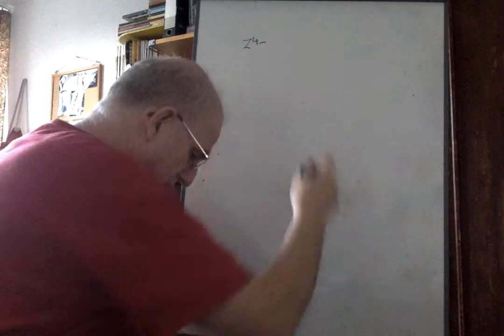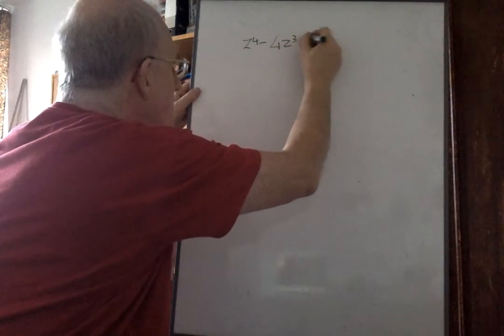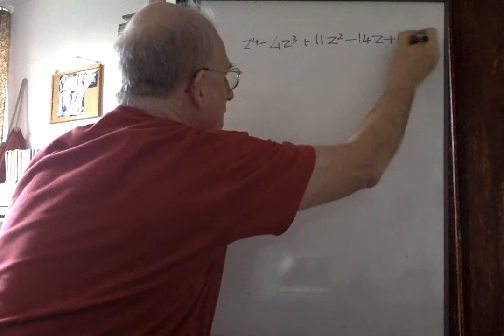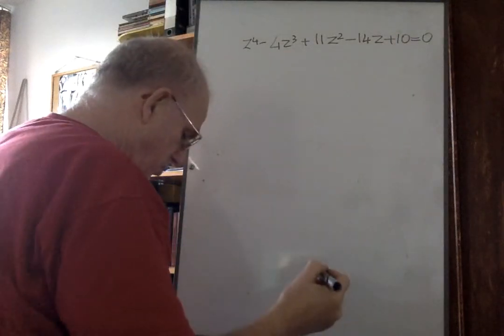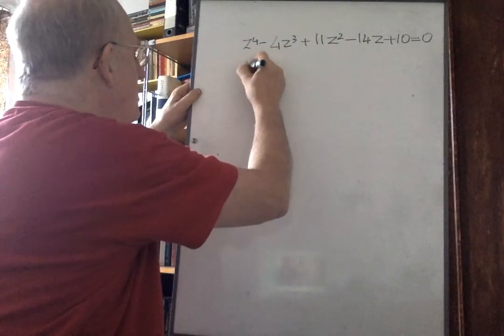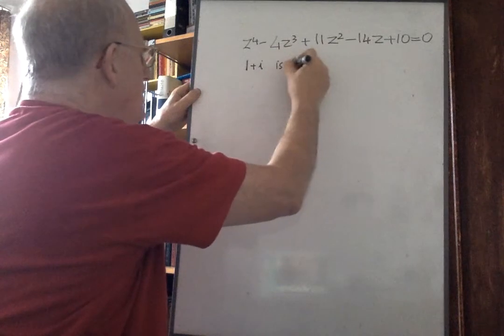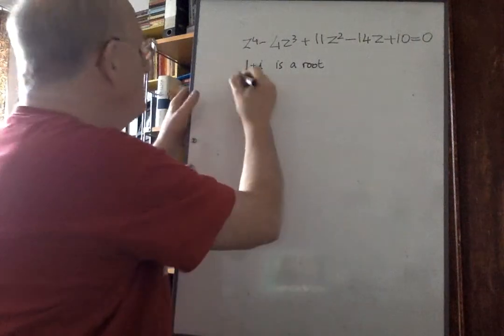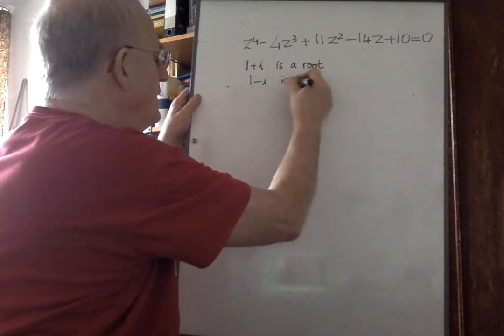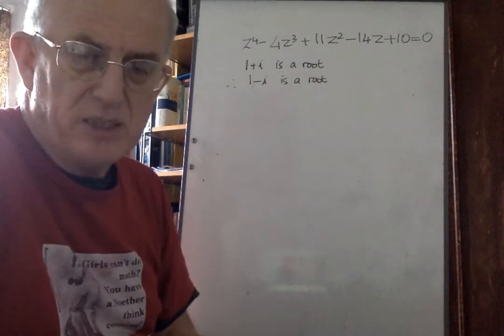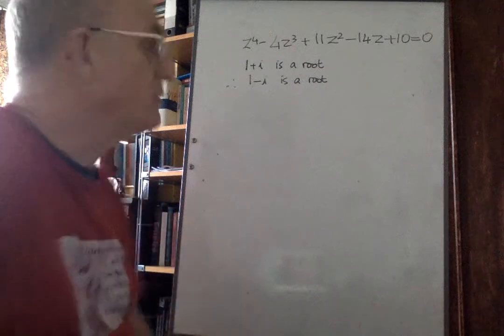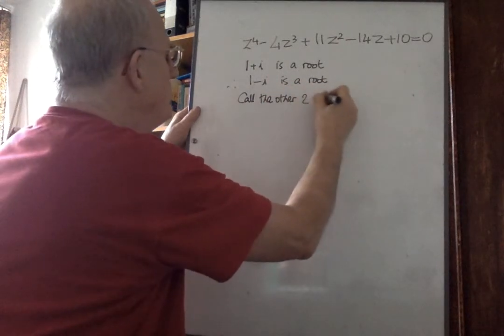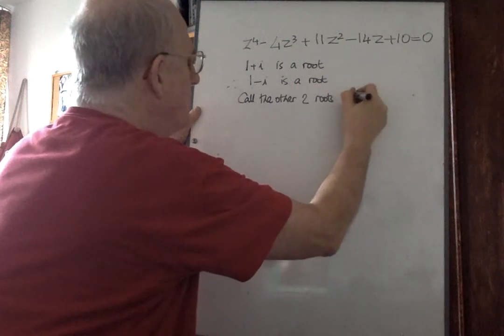z to the fourth minus 4z cubed plus 11z squared minus 14z plus 10 equals 0. And what we know is that 1 plus i is a root, and we want to find the other three roots. Step number 1. 1 minus i is also a root. Any complex number which is a root, its conjugate is also a root. Call the other two roots a plus or minus bi.